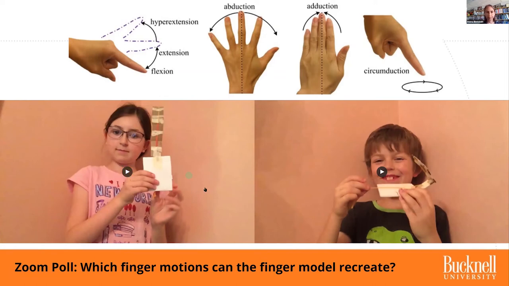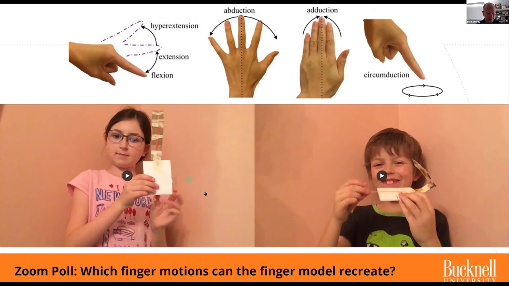Results are in quickly, I think. So it's looking like flexion is winning, right? So anyway, I guess I can end the poll. Yeah, so there you go. It looks like everybody more or less answered flexion extension, which is our ability to just move our finger like this, is clearly what that model represents.